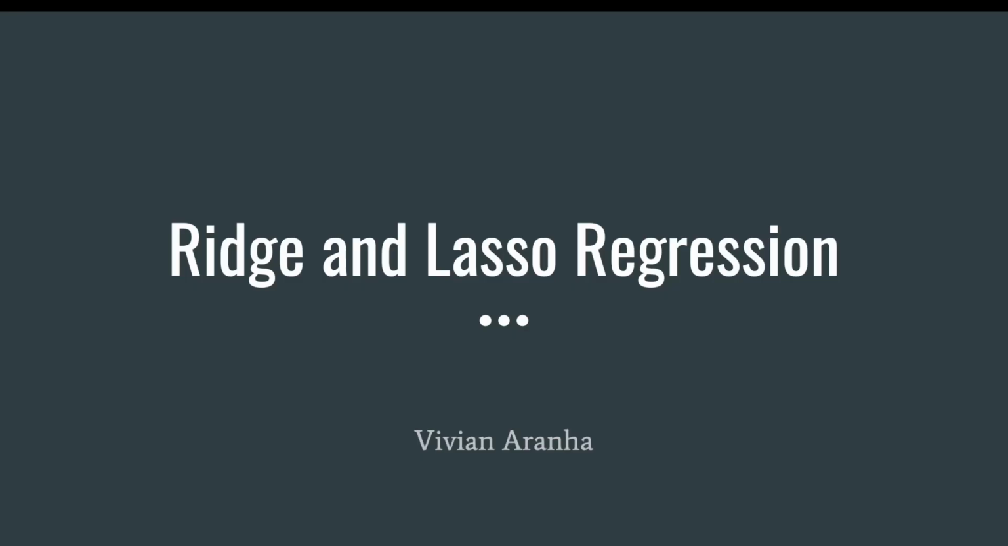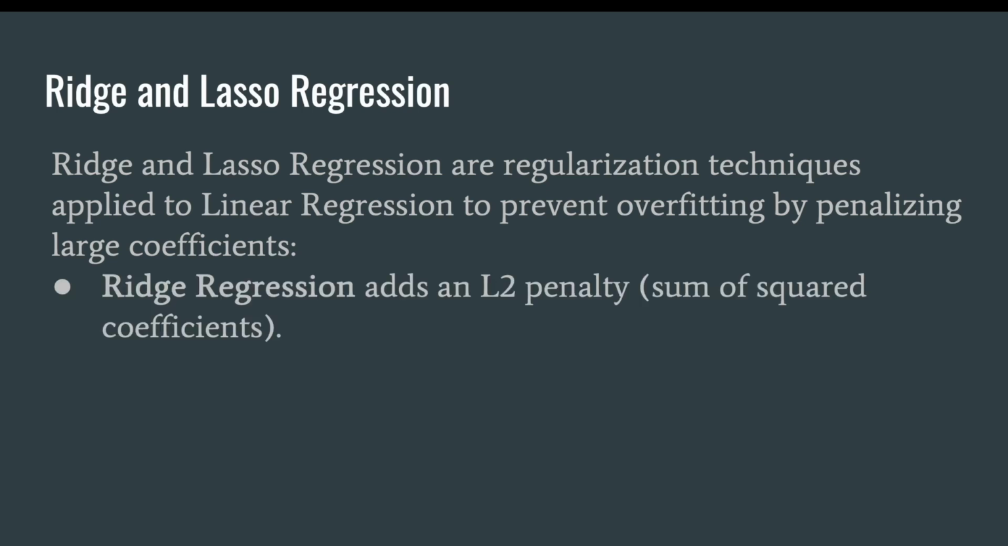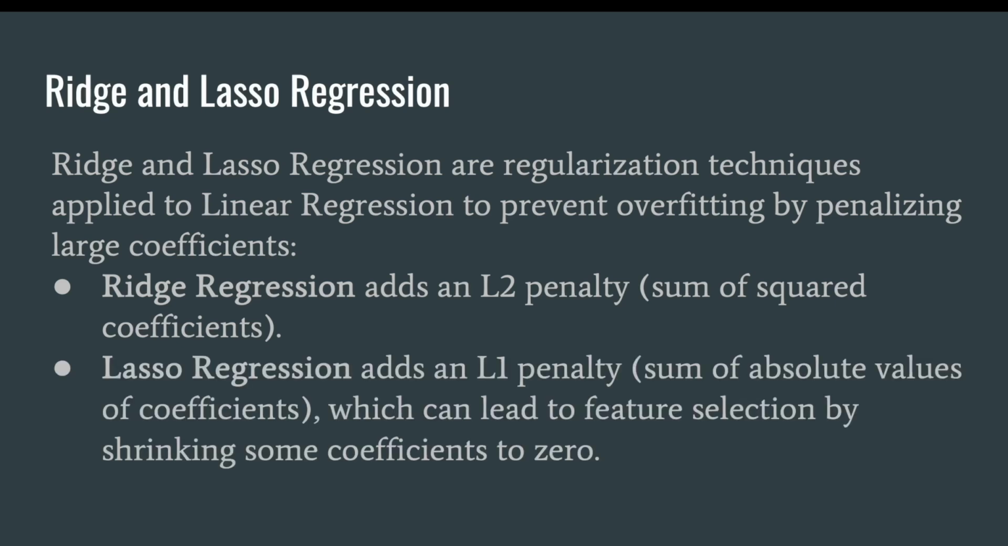Ridge and lasso regression. Ridge and lasso regression are regularization techniques applied to linear regression to prevent overfitting by penalizing large coefficients. Ridge regression adds an L2 penalty, which is the sum of squared coefficients, whereas lasso regression adds an L1 penalty, which is the sum of absolute values of coefficients, which can lead to feature selection by shrinking some coefficients to zero. Let's go and look at a simple implementation using scikit-learn for both ridge and lasso regression.